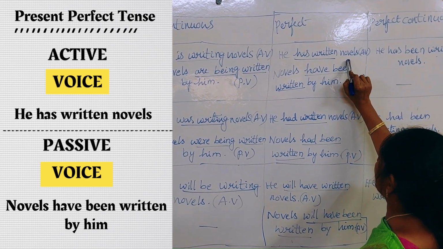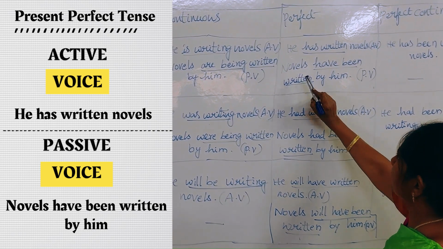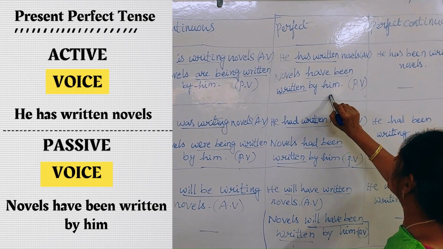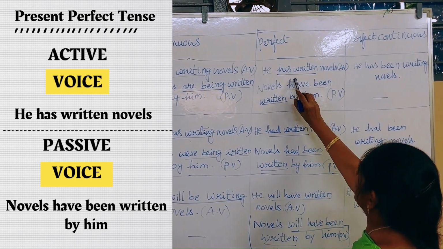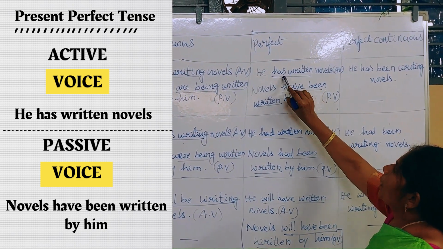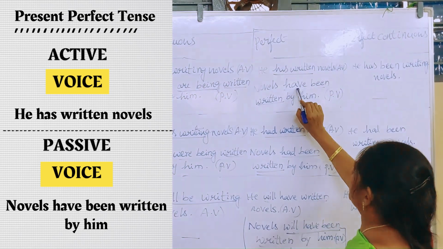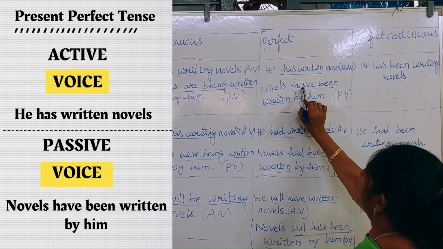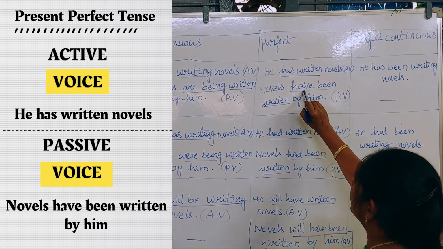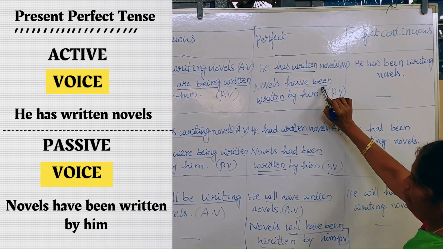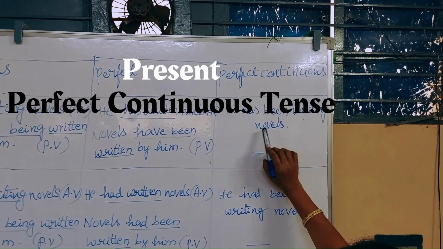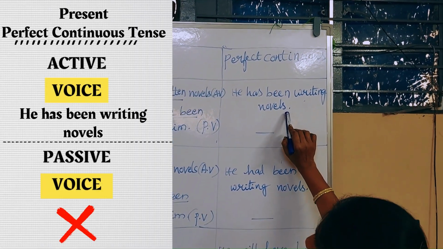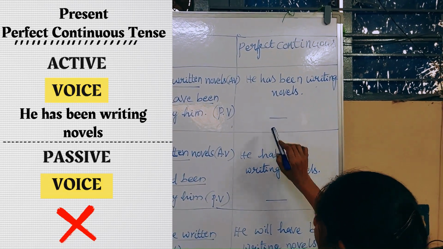Novels, which is the object in active voice, became the subject in passive voice, and he, which is the subject in active voice, became him, the object in passive voice. And then has written, which is present perfect verb, became have been written in passive form. As the subject novels is plural, we have changed the verb to have, and in passive form we add been. The fourth form of present tense is present perfect continuous tense: he has been writing novels. But for this present perfect continuous tense there is no passive form.